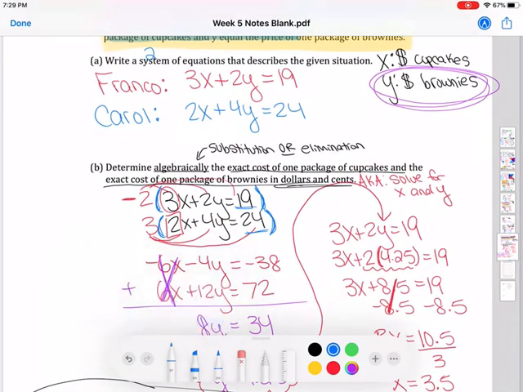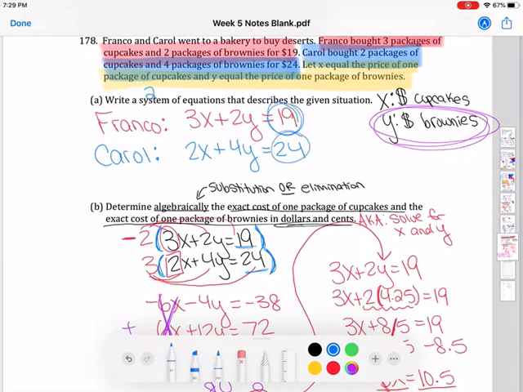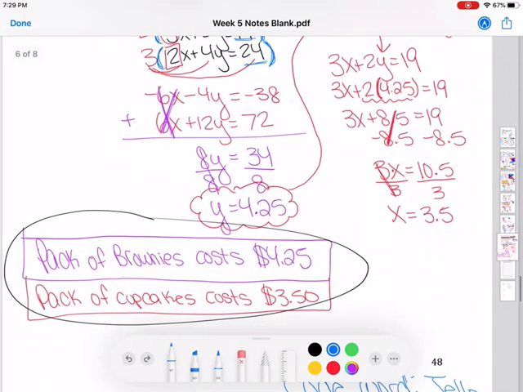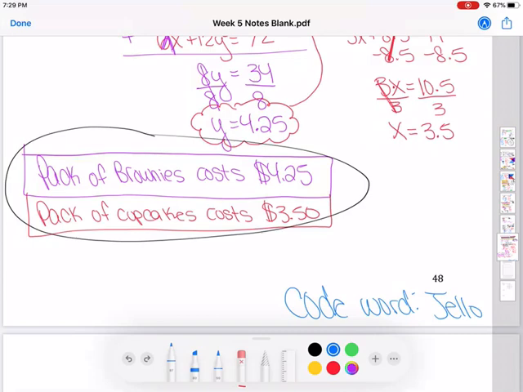Especially if the totals, like let's say we did get 27, the total up here was $19 or $24 and they bought more than one pack. So that just wouldn't make sense. Okay, so think logically about your answers when we're working with word problems. It'll help you out big time.